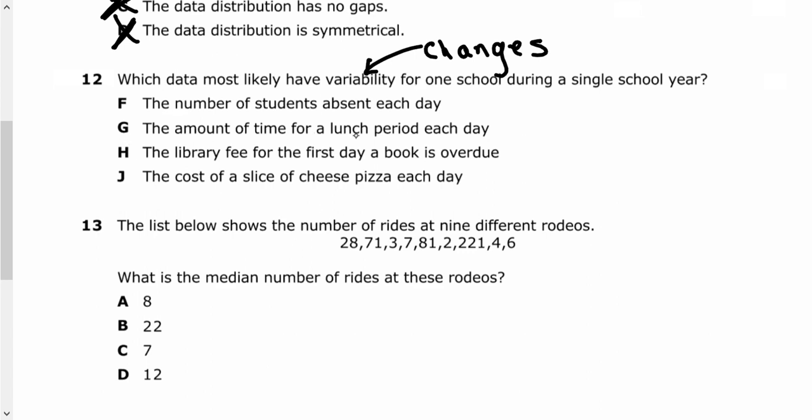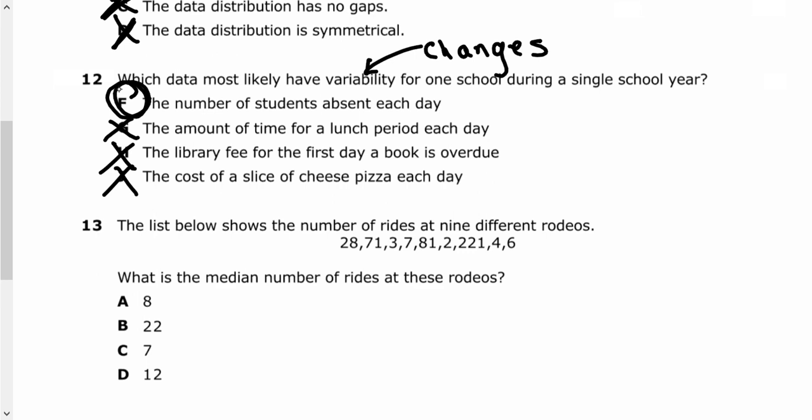G, the amount of time for a lunch period each day. You get 30 minutes for lunch every day. That rarely changes. There's not going to be a lot of change in that. The library fee for the first day a book is overdue. When you have a library fee, that fee never changes. The cost of a slice of cheese pizza each day, that's not going to change a lot. Your pizza is generally going to stay the same price. So the only one that really changes is F.